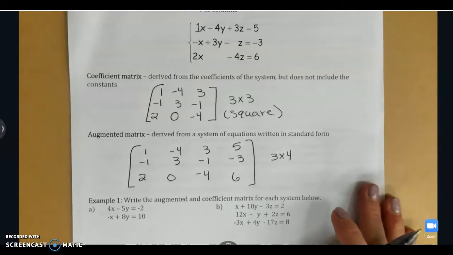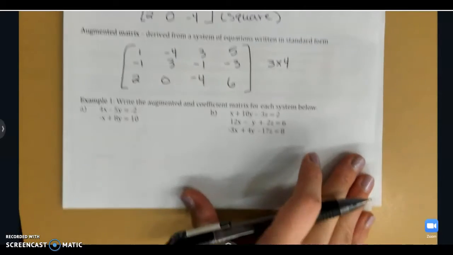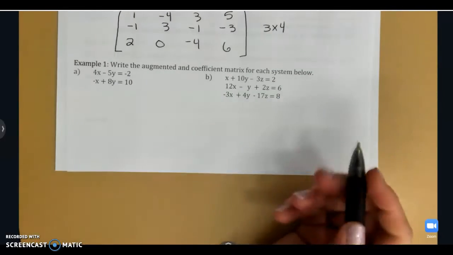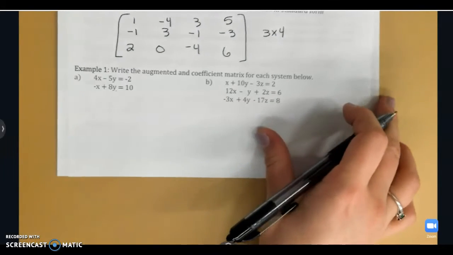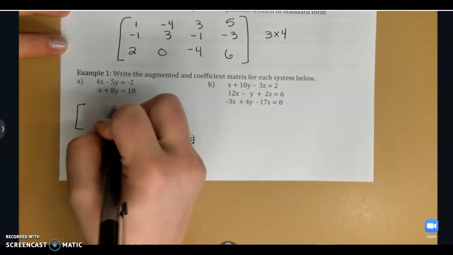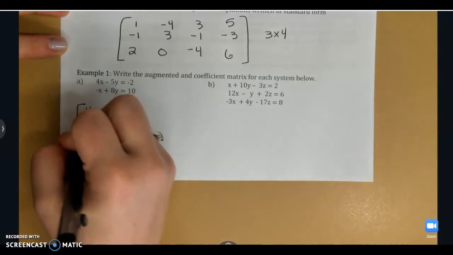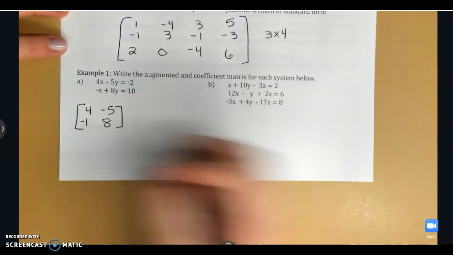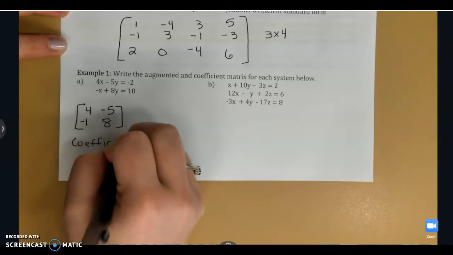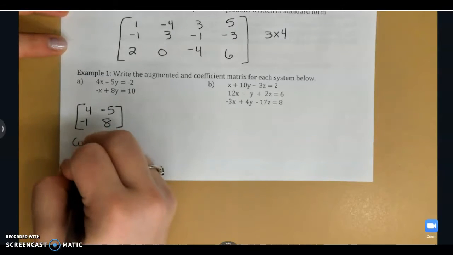Okay. So first we're just going to start by writing the augmented and coefficient matrix for these systems in A and B. So on A, I just have a 2-variable system. So my coefficient matrix is just going to have the coefficients for x and y. So 4, -5, -1, 8. Again, I'm just putting my x's in the same column and my y's in the same column. And this is also a square matrix.